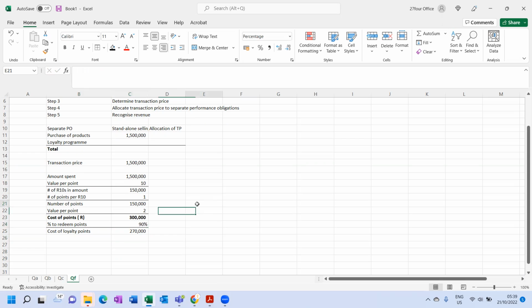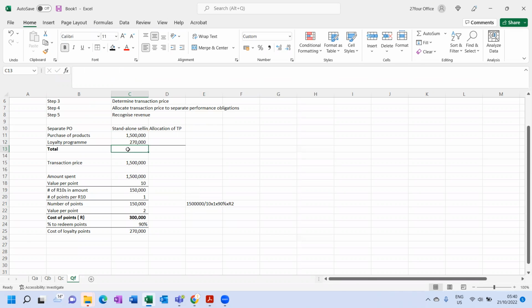A quick way to have done this was to say 1.5 million divided by 10 times 1 times 90% times 2 rand. Doing exactly the same thing, you do it in one line. I just went through this whole process to show you the thought process. So over here, that will equal 270,000.